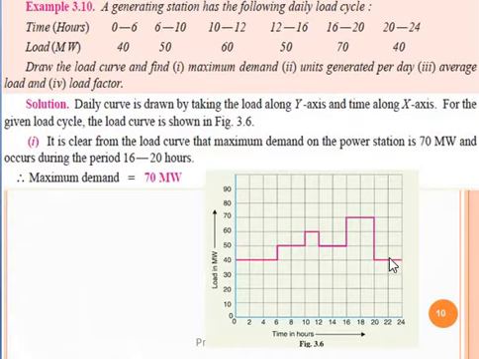Now we want to find the maximum demand. Here we need not use any formula to calculate the maximum demand. We just have to take a look at either this table or this graph. From this table it is clear that 70 megawatt is the maximum demand, which is reflected in this load curve. So in the load curve, 70 megawatt is the maximum load.